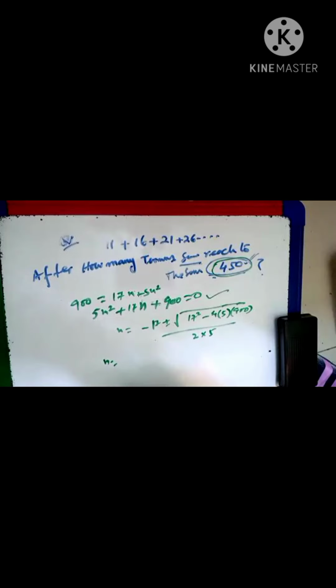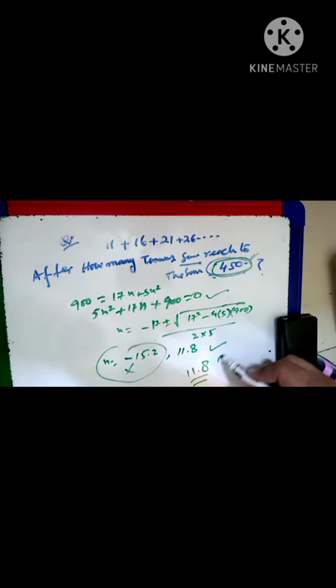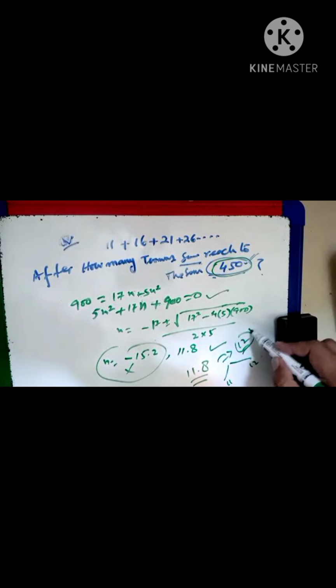When you solve from this, you get some values. There will be two values, which I calculated already. One value is this one, and one value will be this one. So this is not possible, and this is possible, 11.8. But 11.8 is not n, so we make it up to 12. So we will check on 11 and we will check on 12. Then we will write the answer.